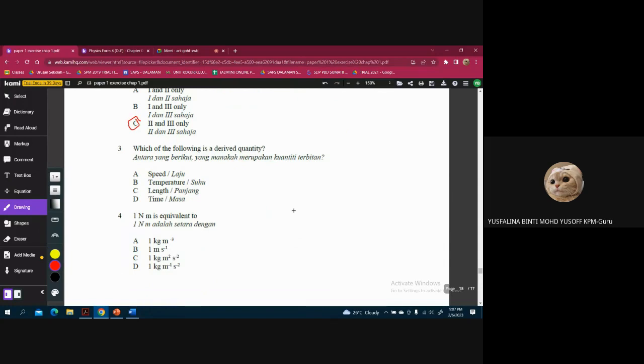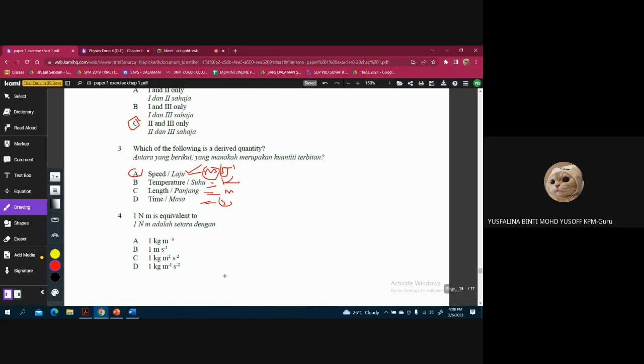Okay, which of the following is a derived quantity? Yeah, speed, because it consists of more than one SI unit. Okay, because meter per second, right? They got 2 SI units here, but temperature only Kelvin, length only meter, time only second. So the answer is A. You can see there are more than 2 units inside the formula of speed.